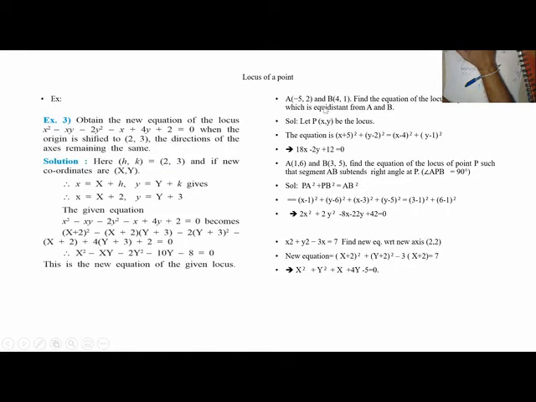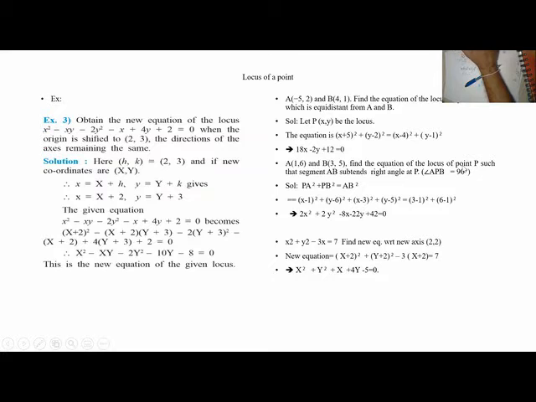Equation of point P, which is equidistant from A and B. Again the same: (x plus 5) whole square plus (y minus 2) whole square is equal to (x minus 4) whole square plus (y minus 1) whole square. So this is the locus of the points which are equidistant from A and B. Now we have a given point here.